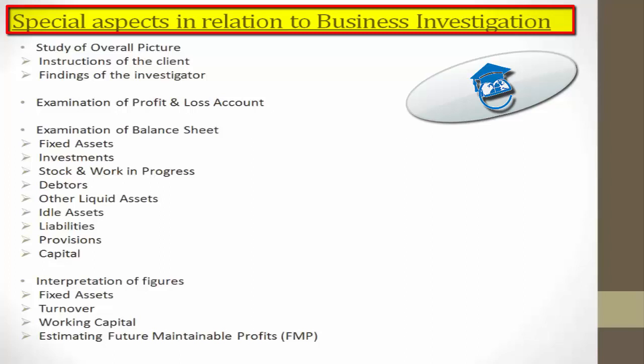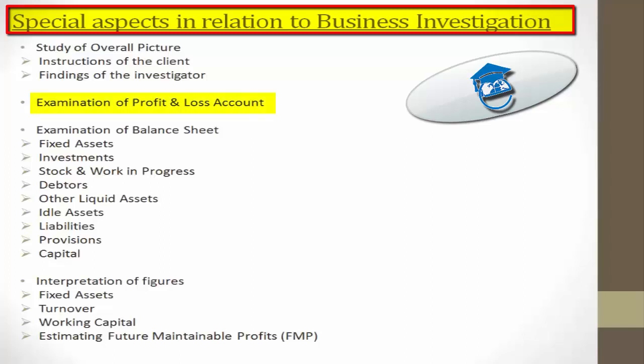You need to have those instructions from the client. You need to have the findings of the investigator. You need to have that overall picture. You need to address the various entities in that group. You need to establish that line of activity. And you need to study various aspects, be it the character of the management, the economic and political forces, or the factors responsible for the rise and fall of the products they are selling. Each and every stuff which is going to help you in understanding that business will be covered in the first part, that is the study of the overall picture.